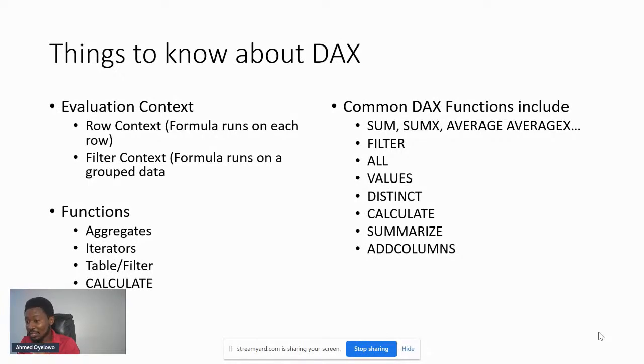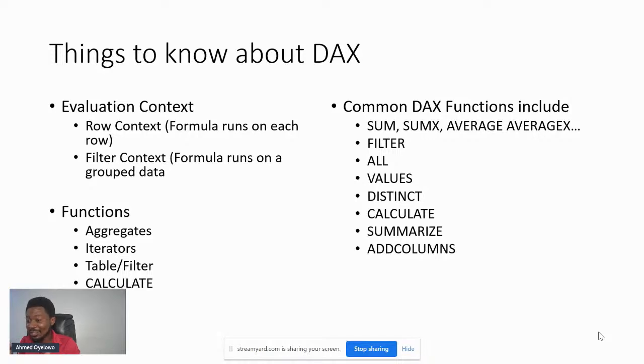A row context basically means that whatever formula you have written in DAX is going to be applied on each row of your data. Now you see I'm talking slowly again because right here we have come to the most important aspect of DAX. Okay, so row context basically means whatever formula you have written is going to be applied to every single row in your data.